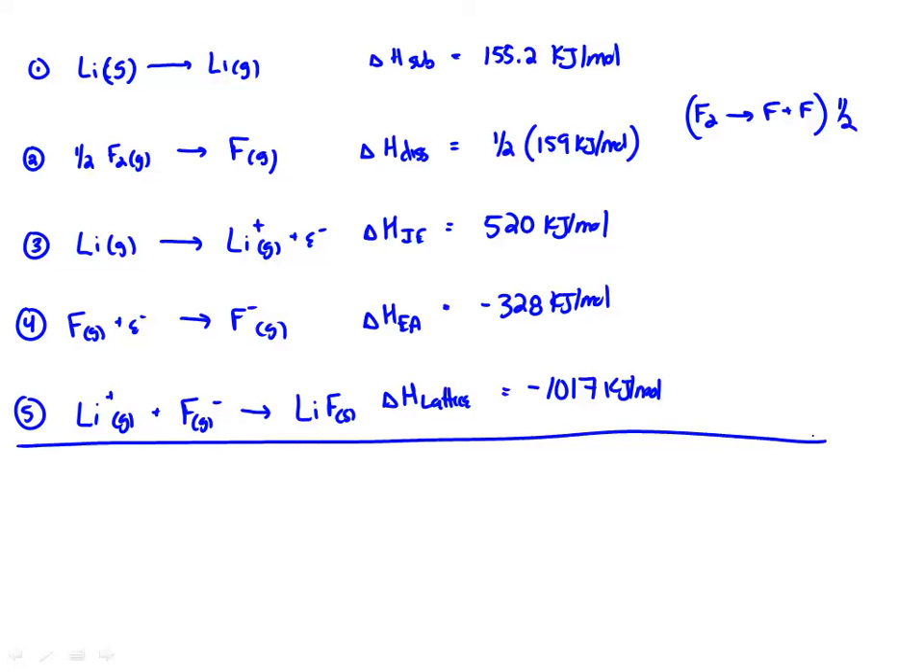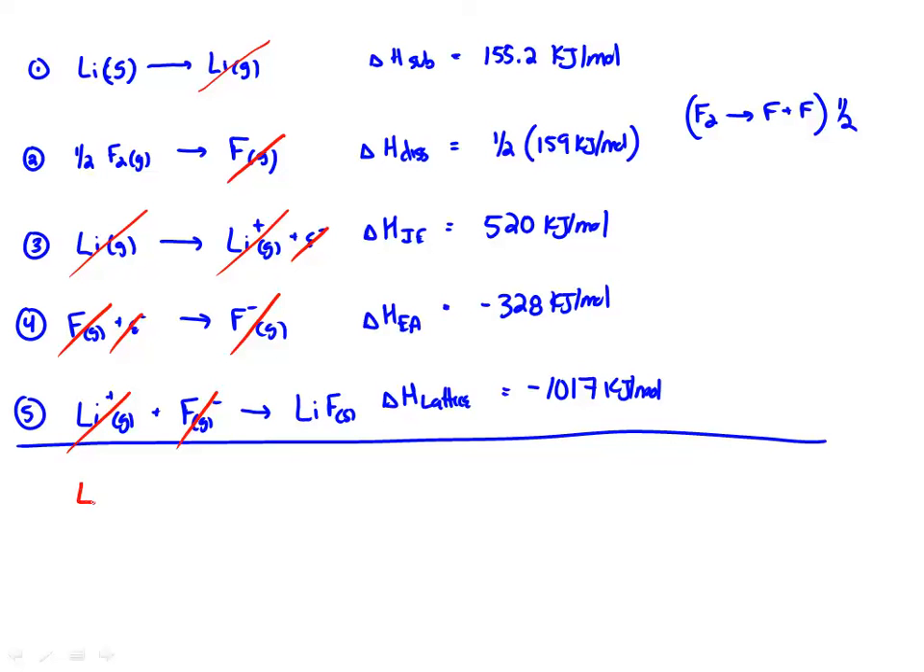So the idea is that if I take this reaction, just like a mathematical equation, and cancel out everything that's the same, my overall reaction should be the one I want. So notice, for instance, that I can cancel out, let's see, what can I cancel out here? I've got lithium gas and lithium gas. I've got lithium plus and lithium plus. I got fluorine minus and fluorine minus. I got an electron and an electron. I've got fluorine gas and fluorine gas.